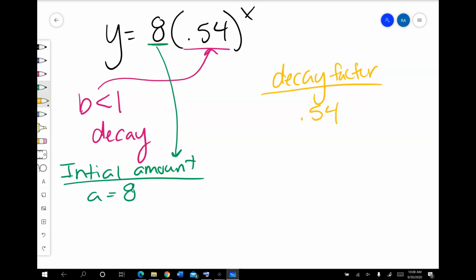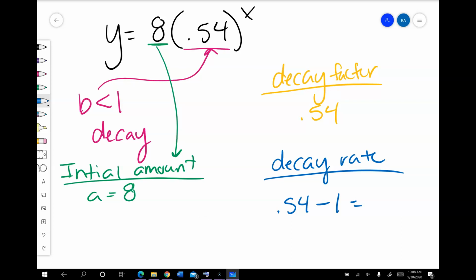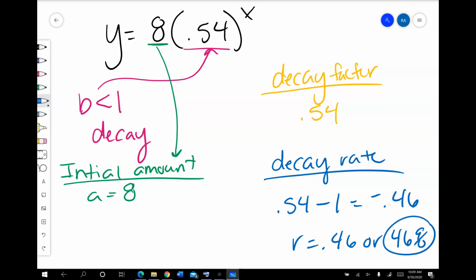Now, you actually have to solve for your rate. So it wants the decay rate. Okay? So to find any rate for exponential, you're going to take that decay factor and subtract 1. Now, when I subtract 1 from here, I get a negative 0.46. Well, your rate can't be negative, so we're just going to make it positive. Or we'll say 46%. That is my decay rate. Okay? Let's do the third one.